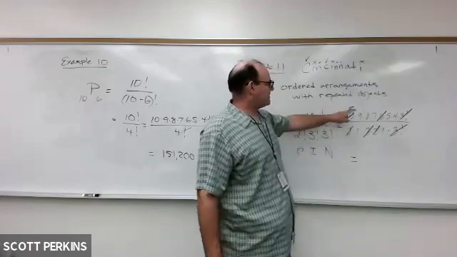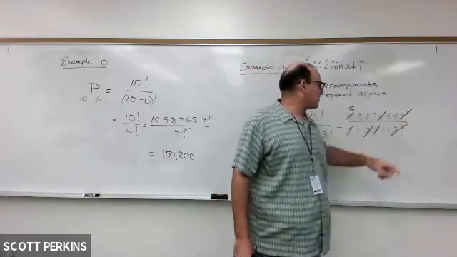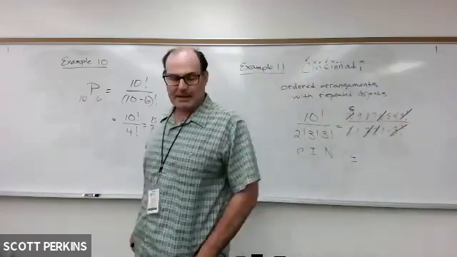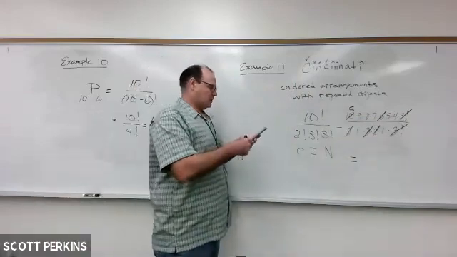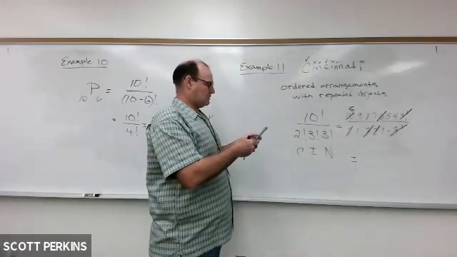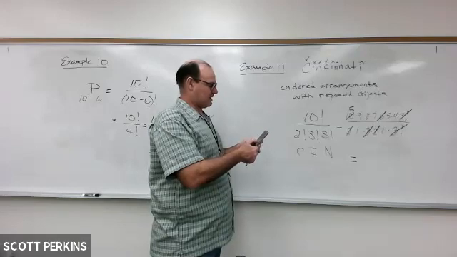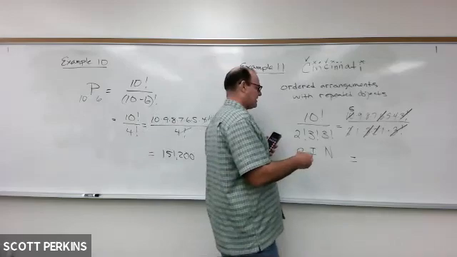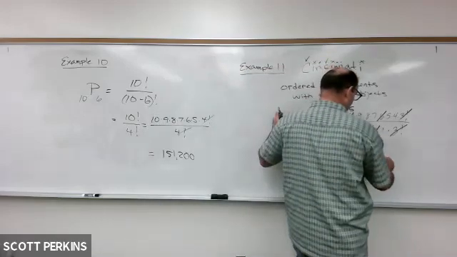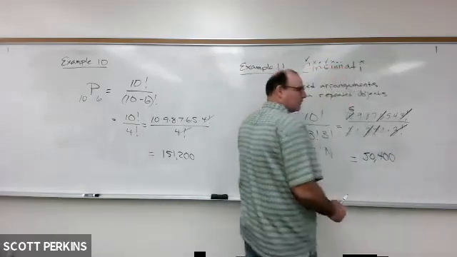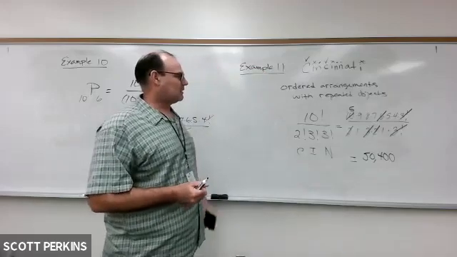So then I've got 5 times 9 times 8 times 7 times 5 times 4. I have no idea what that is. So I've got 5 times 9 times 8 times 7 times 5 times 4, and that's 50,400 ways that I can arrange the letters in Cincinnati.